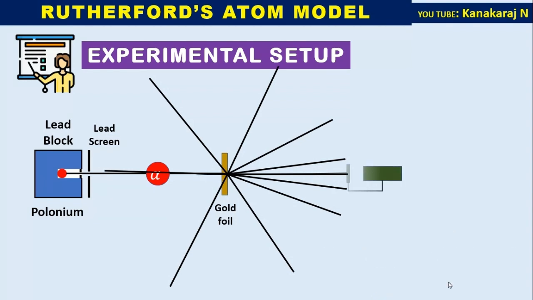We place a microscope to find the scattered particles. It has a fluorescent screen on which a flash of light can be seen. Now it is rotated in the counterclockwise direction to find the scattered particles. The number of scattered particles decreases with increase in the angle of scattering. It happens the same way when we rotate in the clockwise direction too. The results are the same in both clockwise and anticlockwise directions.